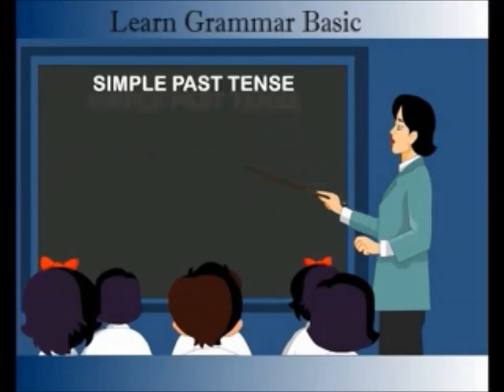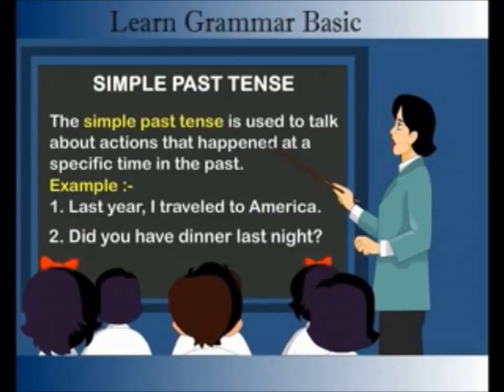Simple past tense. The simple past tense is used to talk about actions that happened at a specific time in the past. Examples: last year, I travelled to America. Did you have dinner last night?